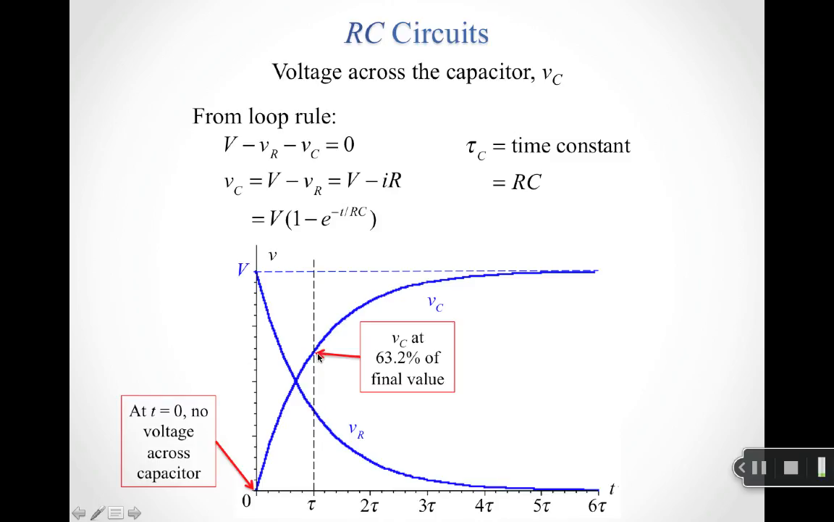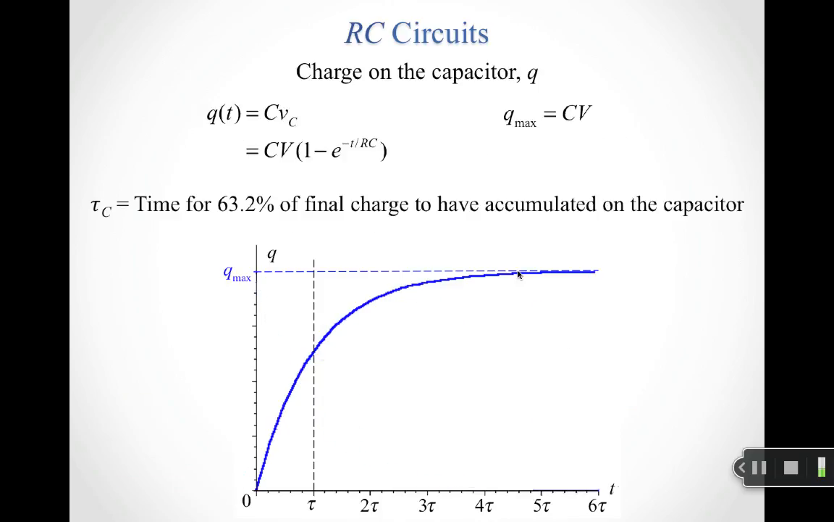At one time constant, again I've built up to where I've got 63.2% of the final charge that I'm going to have on my capacitor. So I'm up to 63.2% of the maximum charge, or the maximum voltage that I'm going to have between my capacitor plates. And as t becomes really large, the voltage across my capacitor is equal to the voltage of the battery. So as the voltage decreases across the resistor, it increases across the capacitor.